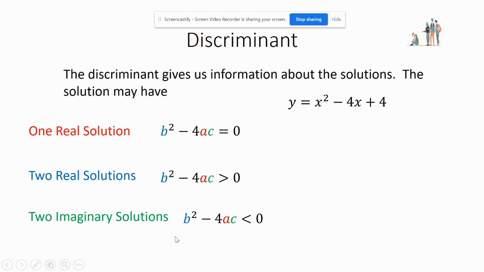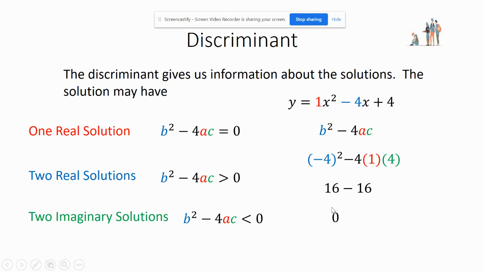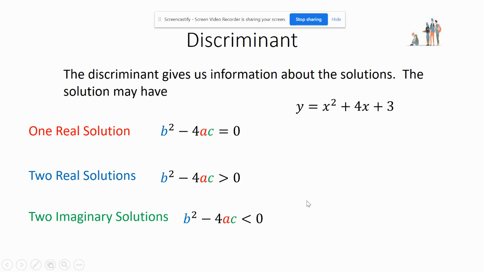So let's look at some examples and see if we can figure it out. Let's look at this first one here. Here's my a, b, and c. So I'm going to take the b, -4. Now be careful here. This is -4 times -4, which becomes a positive 16, minus 4 times the a term of 1 and the c term of 4 right here. That's this green 4. And I end up with 16 minus 16, or 0. So that means there would be one real solution.